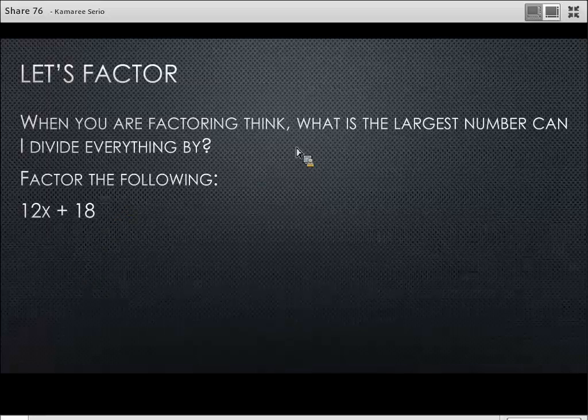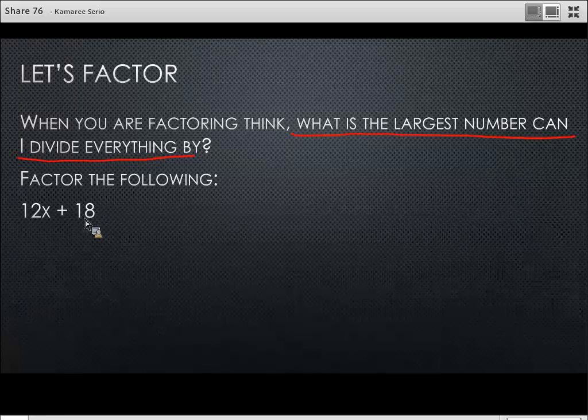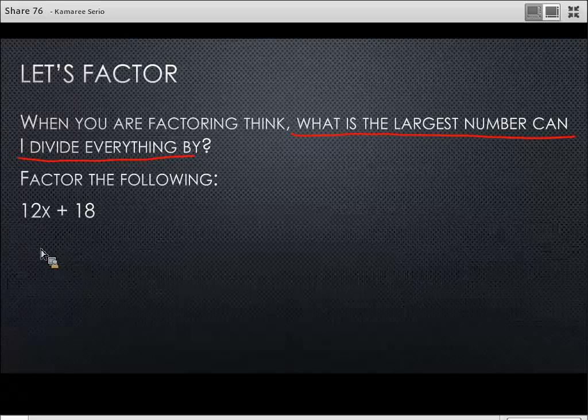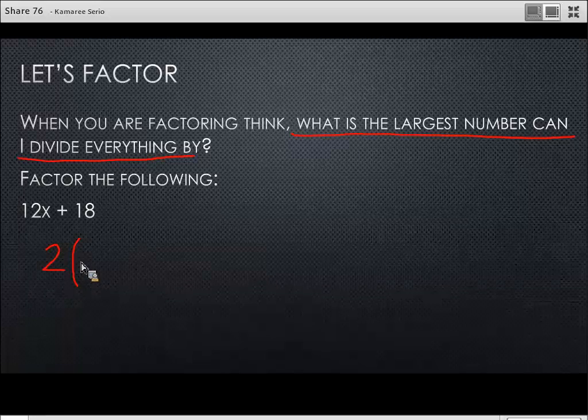Okay, so remember, when you're factoring, you want to think, what is the largest number that I can divide everything by? I have a 12x and an 18. Well, both of these are even, so I know I can do 2 right off the bat. So let's pull out a 2. Whenever you pull out a 2 and you're factoring, your 2 is now the number that's outside your parentheses when you're distributing. Now what we have to do is fill out what's inside the parentheses here.